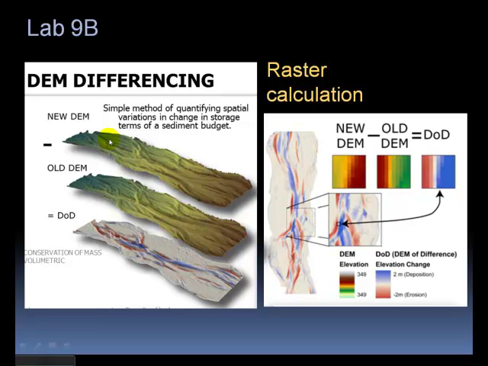And what you can do is simply subtract the old DEM from the new DEM to produce a DEM of difference that shows the change in channel over time. So we're looking at being able to map erosion and deposition within the stream network.